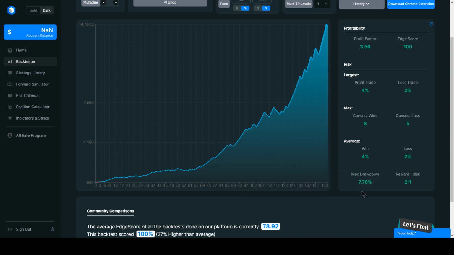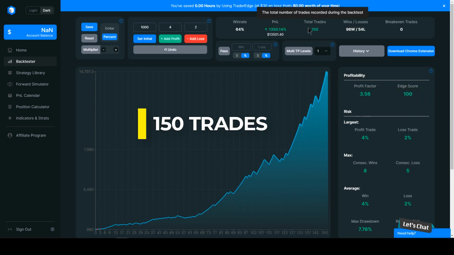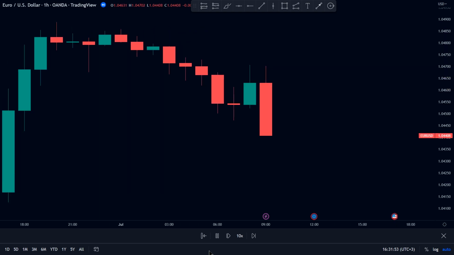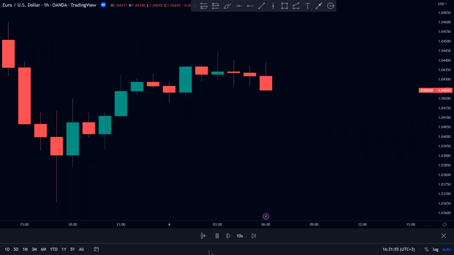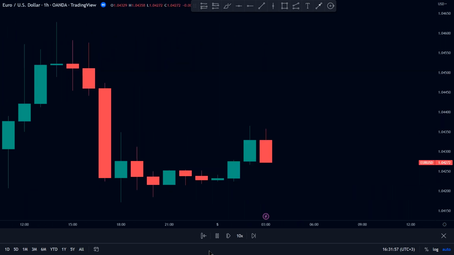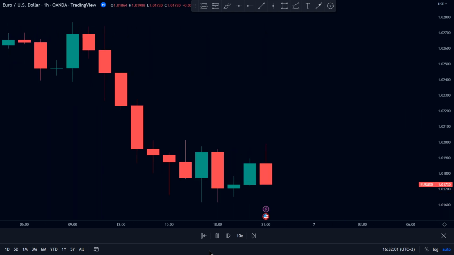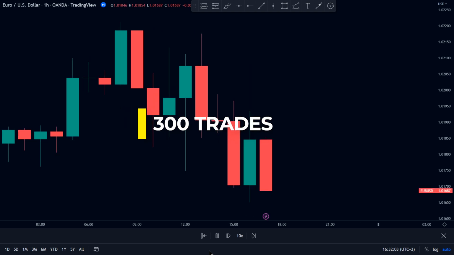7.76%. Bear in mind that this backtest was done on only 150 trades, which is pretty decent, but definitely not enough to guarantee future results. So if you want to trade using this particular strategy, be sure to do extensive backtesting and forward testing and customize it to your liking so you can have as much confidence as possible when trading with it. Experts recommend backtesting be done with at least 300 trades, just so you know.